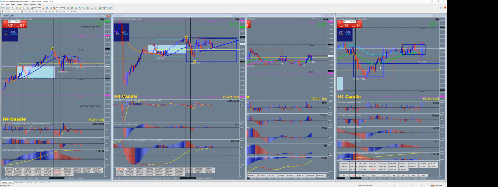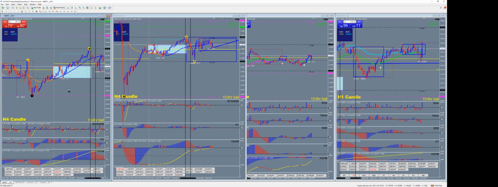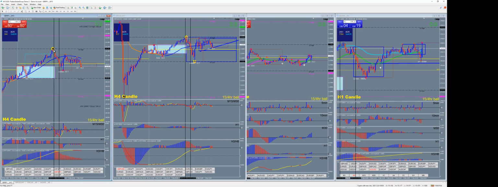Pound yen. Looks like the pound yen has a 3-ball long, but it's in the retracement, a 1-ball retracement on the 4-hour. Yeah, this was a good pair to trade today.